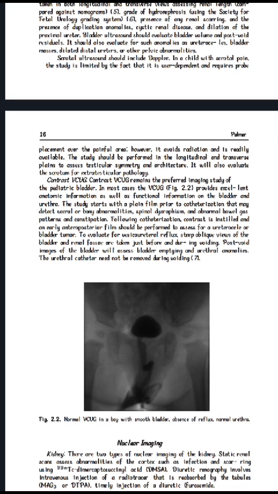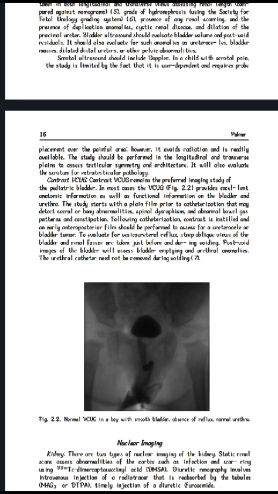The contrast VCUG remains the preferred imaging study of the pediatric bladder. In most cases, the VCUG provides excellent anatomic information as well as functional information on the bladder and urethra. The study starts with a plain film prior to catheterization that may detect structural or bony abnormalities, spinal dysraphism, and abnormal bowel gas patterns and constipation. Following catheterization, contrast is instilled and an early anteroposterior film should be performed to assess for a ureterocele or bladder tumor.